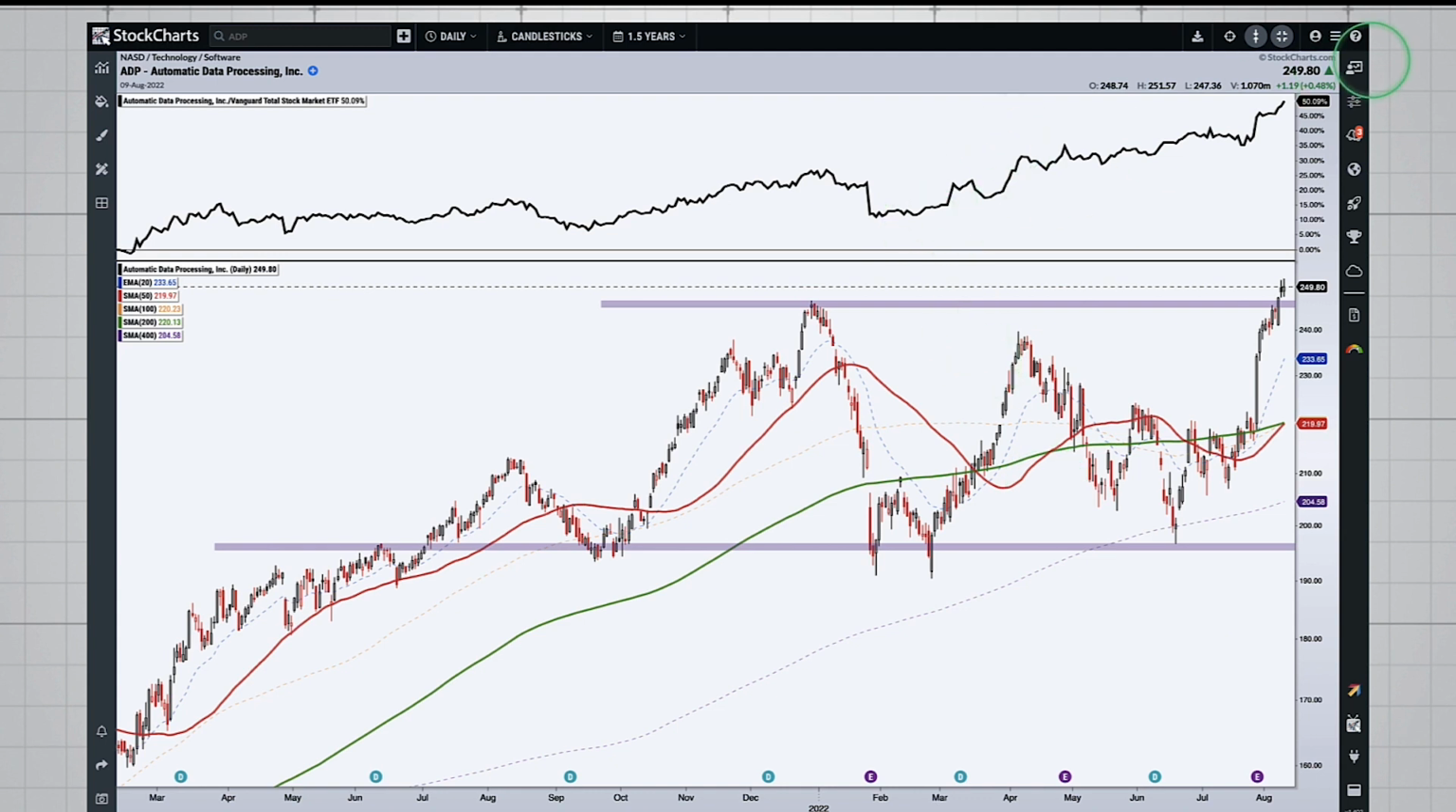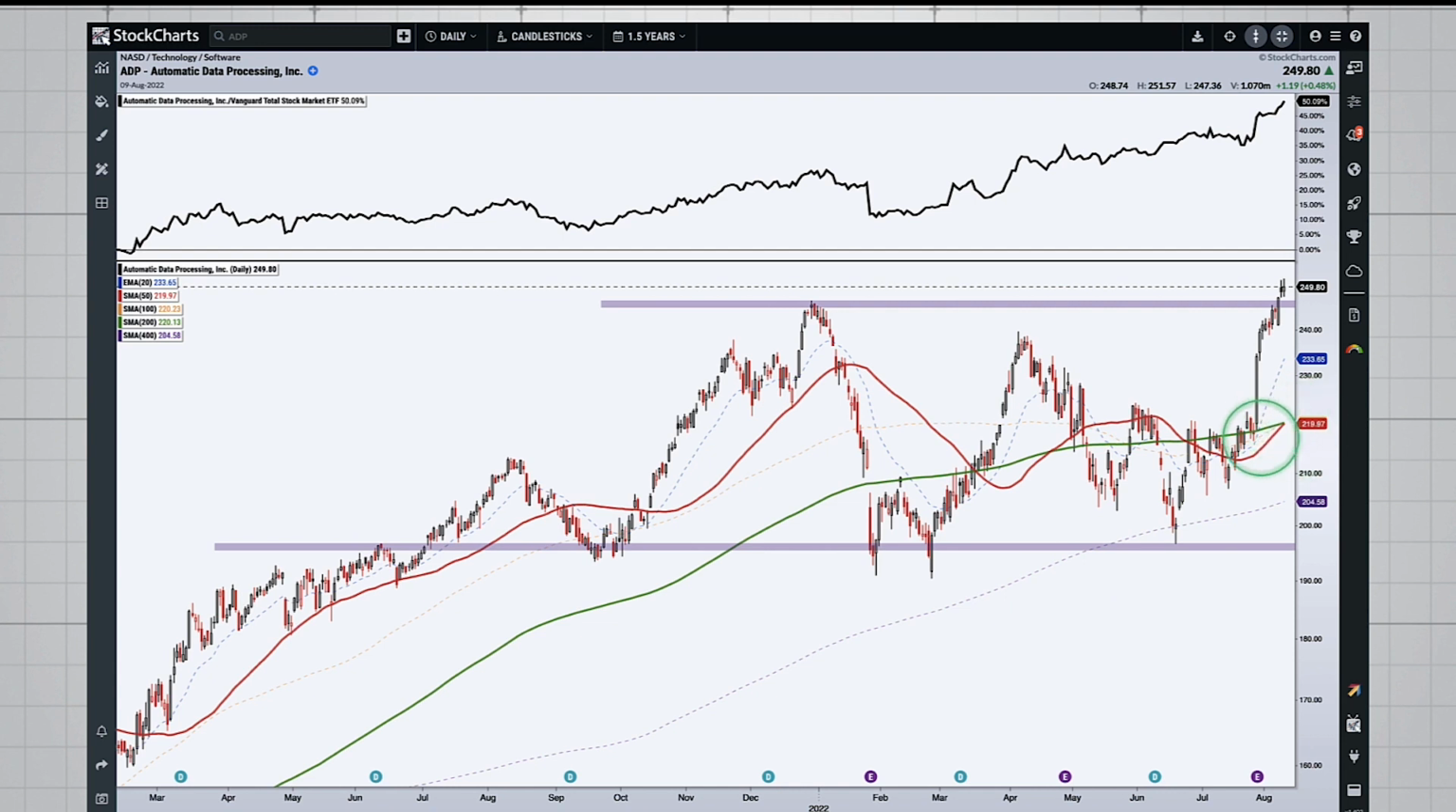And as we can see in the top panel, outperforming the total market heavily. This is a beauty of a chart. It has actually remained relatively strong throughout the weakness that we've seen this year as well, and has been outperforming the market for quite some time. So in addition to breaking out purely on price, this also has relative strength behind it. So a name that I really like to see here.